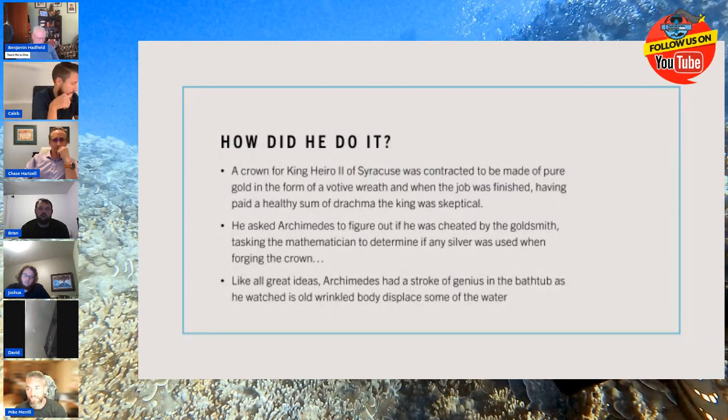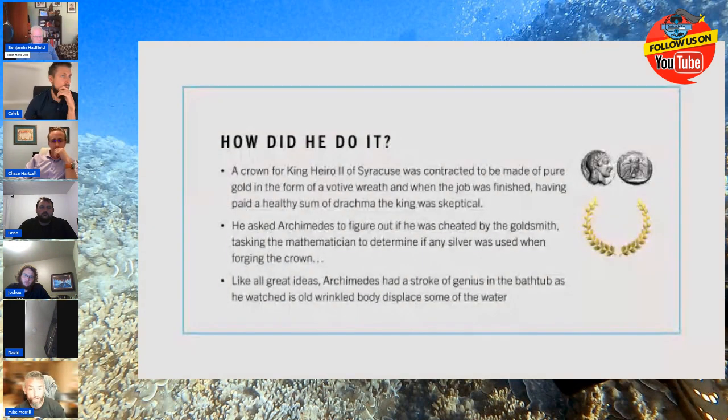There was a king, Hero of Syracuse, and he contracted a goldsmith to make a crown in pure gold from a boat of reed. It was a very expensive thing that he had built, and he wanted to know if he was getting his money's worth. So he asked Archimedes to figure out if he might have been cheated by the goldsmith, and he tasked this mathematician with determining if any silver or anything else was used.